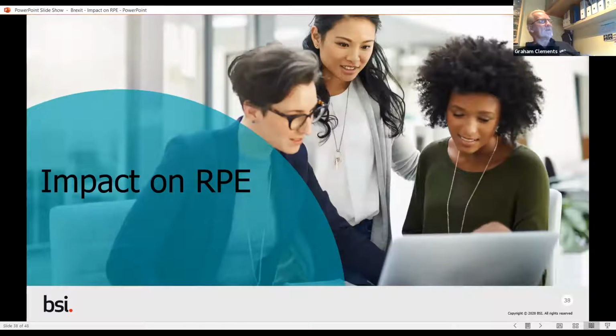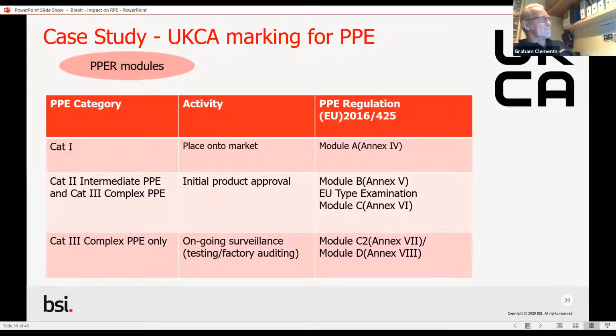So the impact on PPE generally and on RPE, which is included in the wonderful world of PPE: the modules stay the same. So the activities are the same. All respiratory falls under category 3 complex PPE, which will require a module C2 and a module D under the PPE regulation. And that's regardless of whether it's CE or UKCA. UKCA has just adopted the regulation, so the modules are exactly the same.